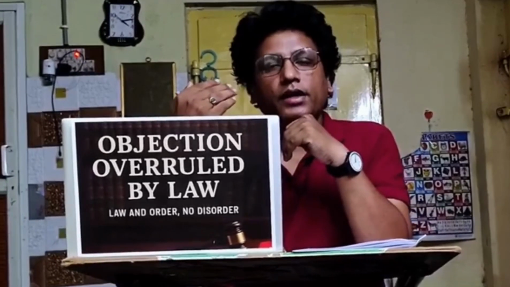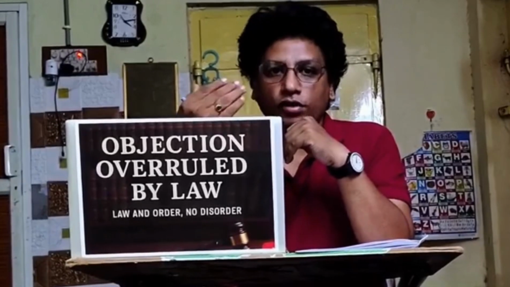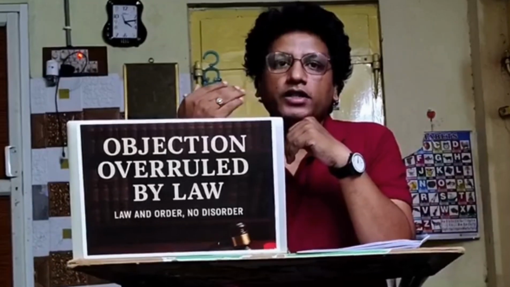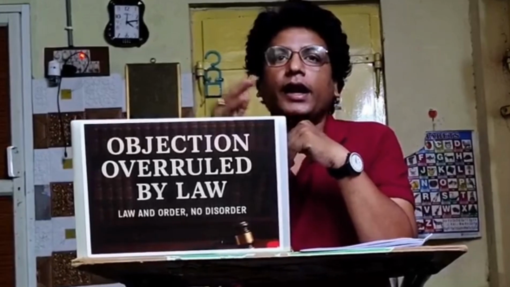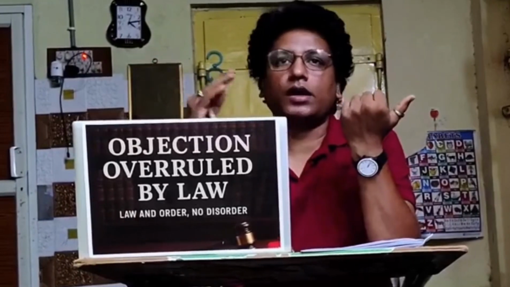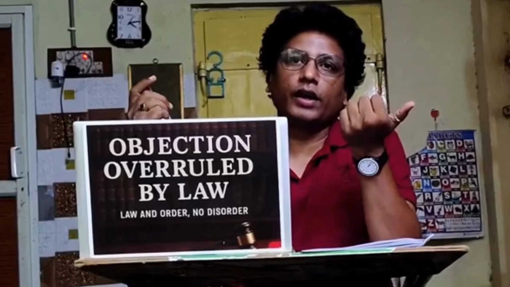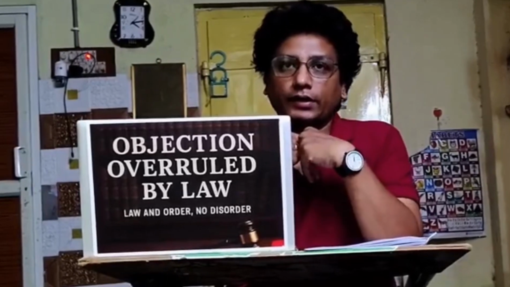Then that means the fundamental rights can be enforced. If any violation happens in the fundamental rights, then the individual or authority can approach either the Supreme Court or the High Court. Supreme Court is Article 32, High Court is Article 226.